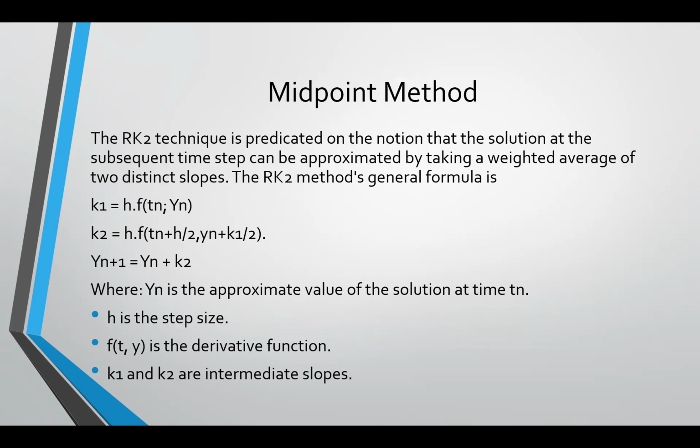Going to the calculations, here we have two slopes. K1 is the initial slope, which is calculated at the beginning of the interval, and K2 is the midpoint slope, which is calculated at the midpoint h by 2 and using the estimate from K1. The last is the update step, yn plus 1, which is calculated using yn and the K2 estimate. The key takeaways from RK2 or the midpoint method are that it involves two evaluations of the derivative function per step, and it also balances simplicity and accuracy for moderate applications.